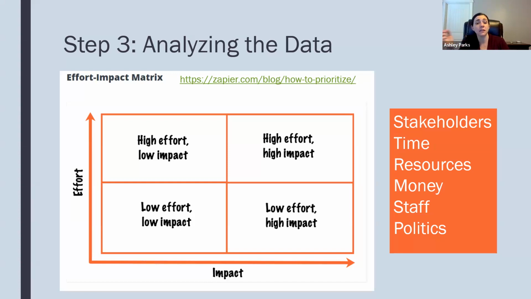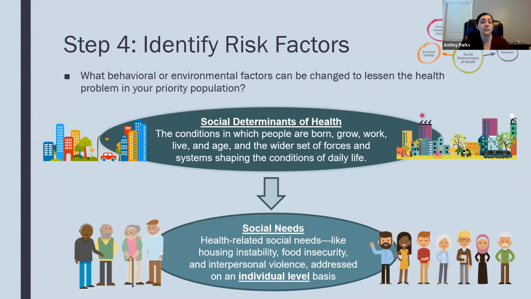You often hear low-hanging fruit, things that you can do something about right away, low effort, high impact, things that you can solve. So once we've analyzed some data and we've collected the data from the community, analyzed it, we have to distill it down into the key risk factors. Things that we think are important that are leading to these health issues that we can do something about.